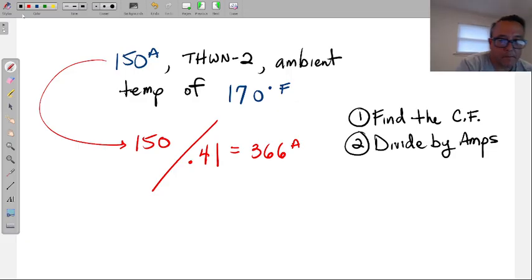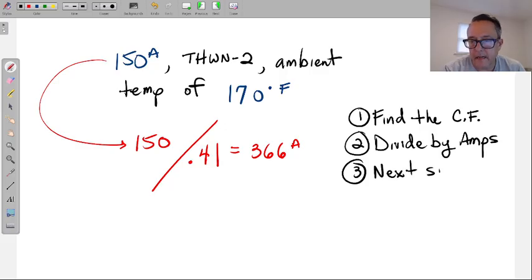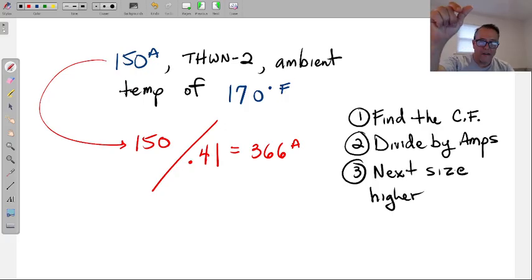And now step 3 is easy. Next size higher. That's the only part to this that you're going to have to remember, which is whatever conductor you pick has to either, which is never going to happen, be 366 amps, which we're not going to probably find, or the next size higher conductor. It's very unlikely that you'll land at the number.